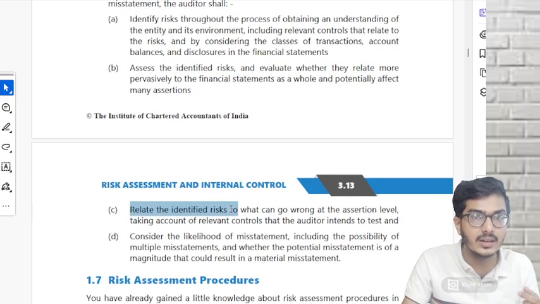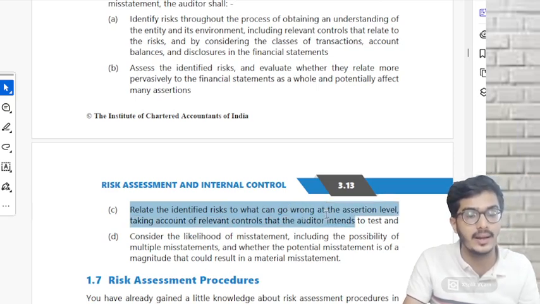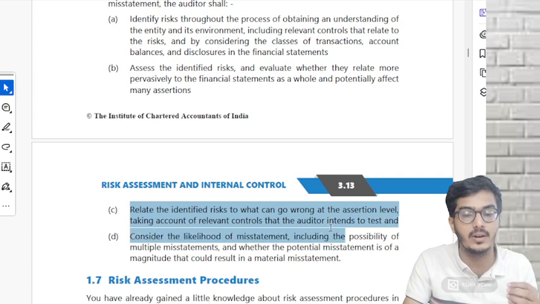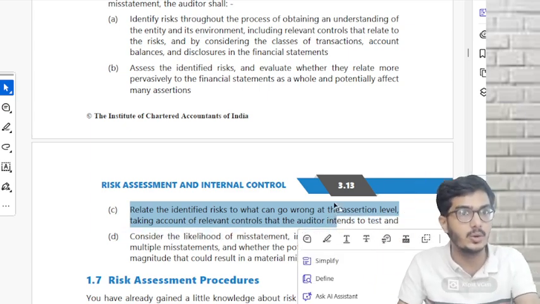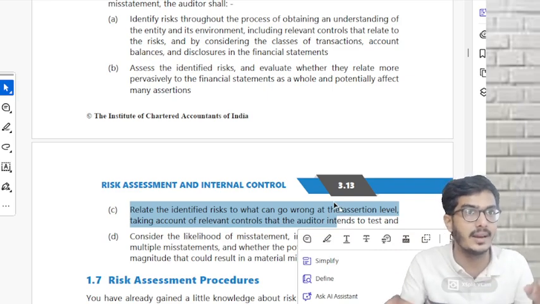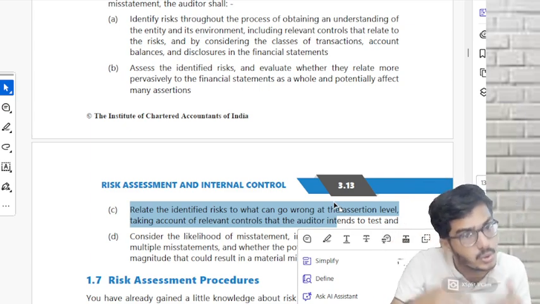Third one, relate the identified risk to what can go wrong at the assertion, taking account of relevant controls that the auditor intends to test. Make sure you relate those kinds of risks to what can go wrong at the assertion level. If there are some misstatements which are affecting a particular P&L or balance sheet item, that also you consider.